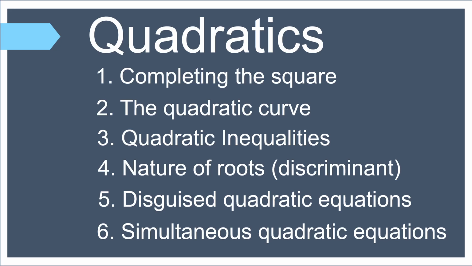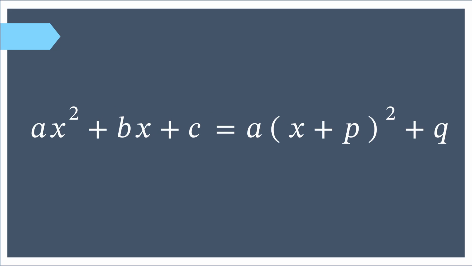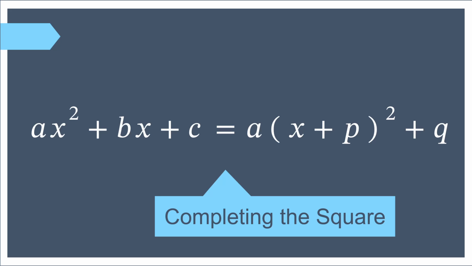So as we are getting started, let's look at the concept of completing the square. Now, the quadratic expression ax squared plus bx plus c can be expressed in the form a of x plus p squared plus q, and this can be done by a method that we call completing the square.